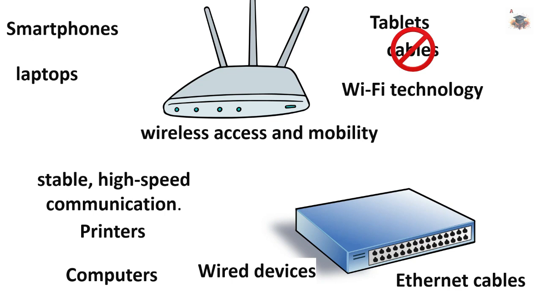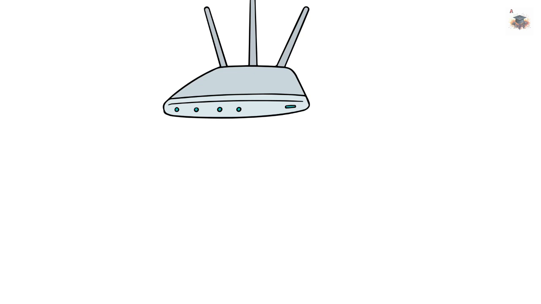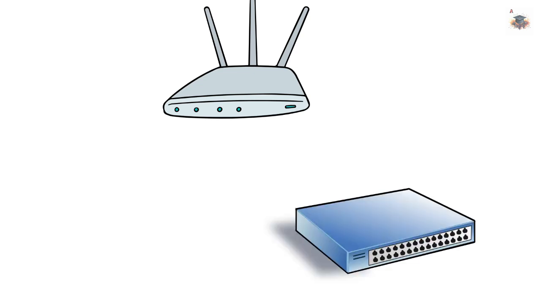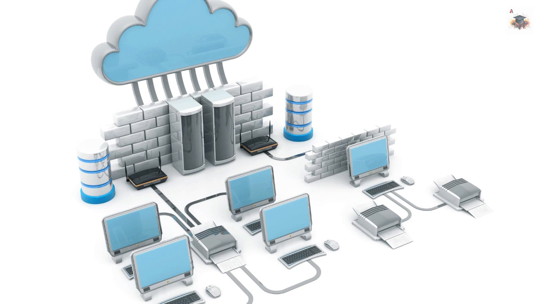Typically, WAPs are integrated into home routers or used standalone in larger networks, whereas switches are found in networking closets and server rooms. Now that we know a bit about the similarities and differences between a WAP and a switch, we can also connect them together. This allows wireless devices connected to the WAP and wired devices connected to the switch to be part of the same network. Having both wired and wireless connections gives us more flexibility.